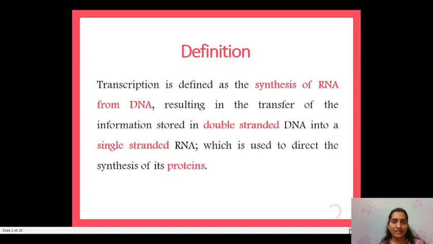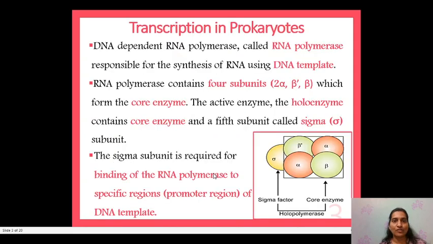So the conversion of DNA to mRNA is referred to as transcription. The information stored in the double-stranded DNA will be converted into a single-stranded mRNA in the process of transcription. Then the mRNA will again be translated into proteins.